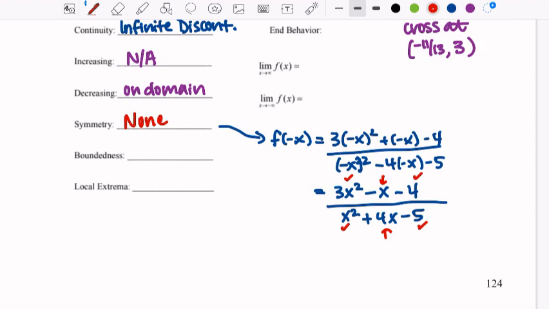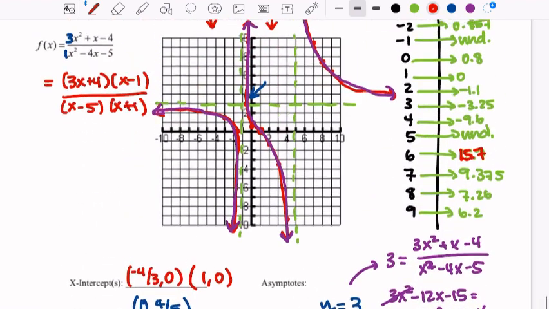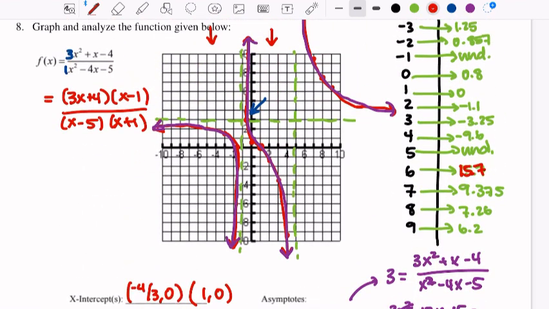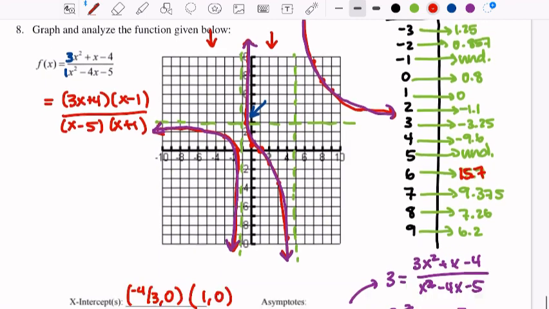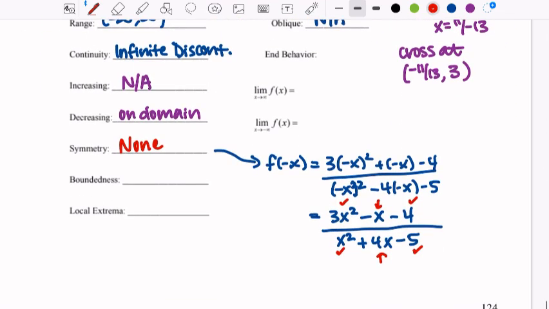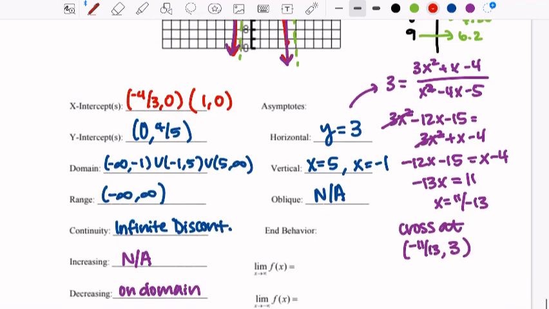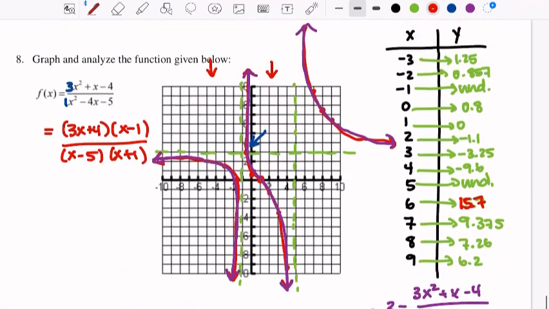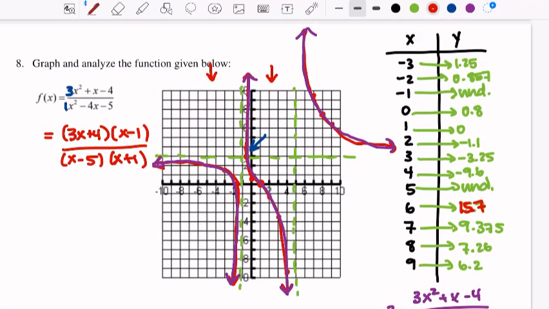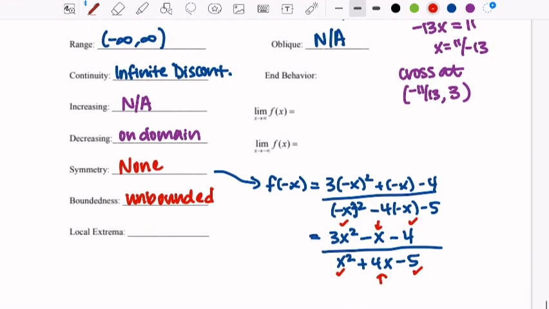That's okay. Okay, boundedness. Looking at this, is there any way that I could draw a horizontal line above or below any part of my function and it would contain it? I don't think so, because we have those arrows going up and down. So we're going to say it's unbounded. Okay, local extrema, if I'm looking at this anywhere, is there any part that's a maximum or a minimum? I don't think so, so we don't have any local extrema.